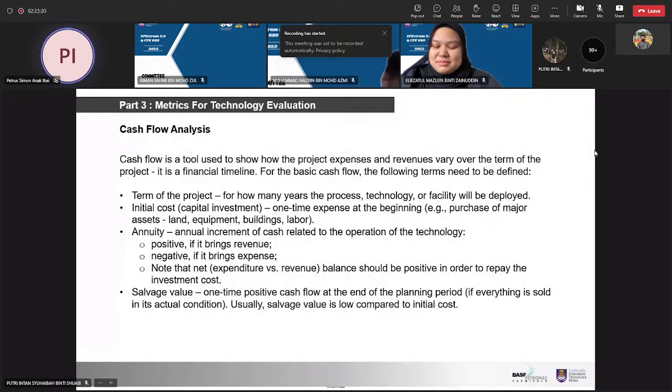So cash flow analysis actually is a tool to show how the project expenses and the revenues vary over the term of the project. So it's a financial timeline. For the basic cash flow, the following terms need to be defined: the term of the project, your initial cost or your capital investments, your annuity, and also your salvage value. All right, next.